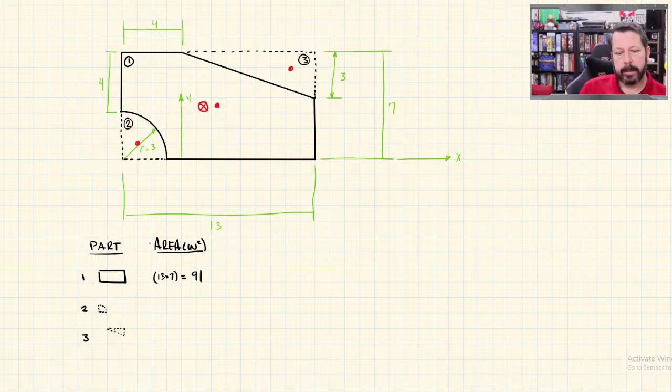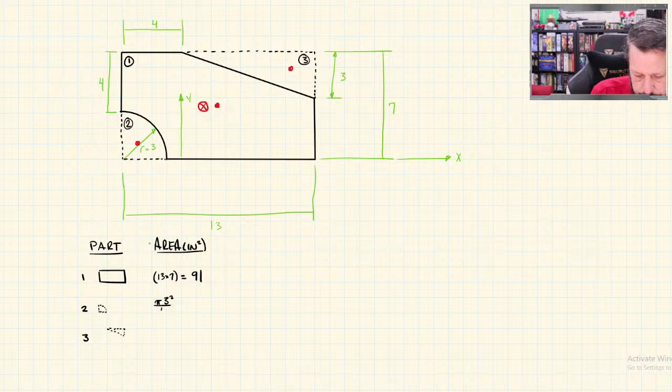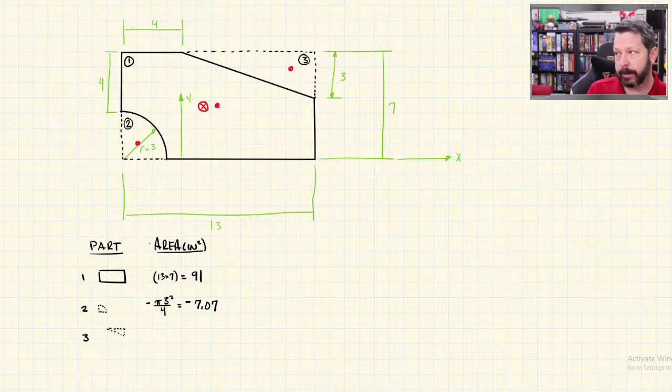Okay. The area of part 2 is a fourth of a circle. So pi r squared, I have the radius, so 3 squared, but it's over 4 because it's only a fourth of a circle, and it's negative because I cut it away from that 91 square inch rectangle. So 3 times 3 times 3.14159 divided by 4, negative 7.07, we'll say. I did round a little bit there, so if you're solving these in WebWork, some of that rounding might add up to where it doesn't work.